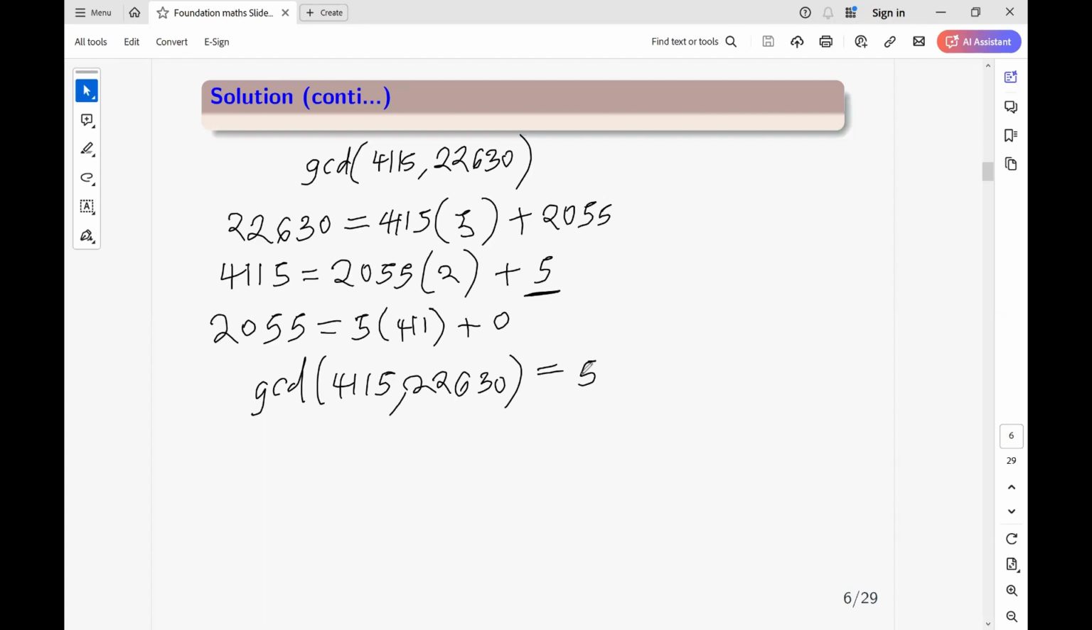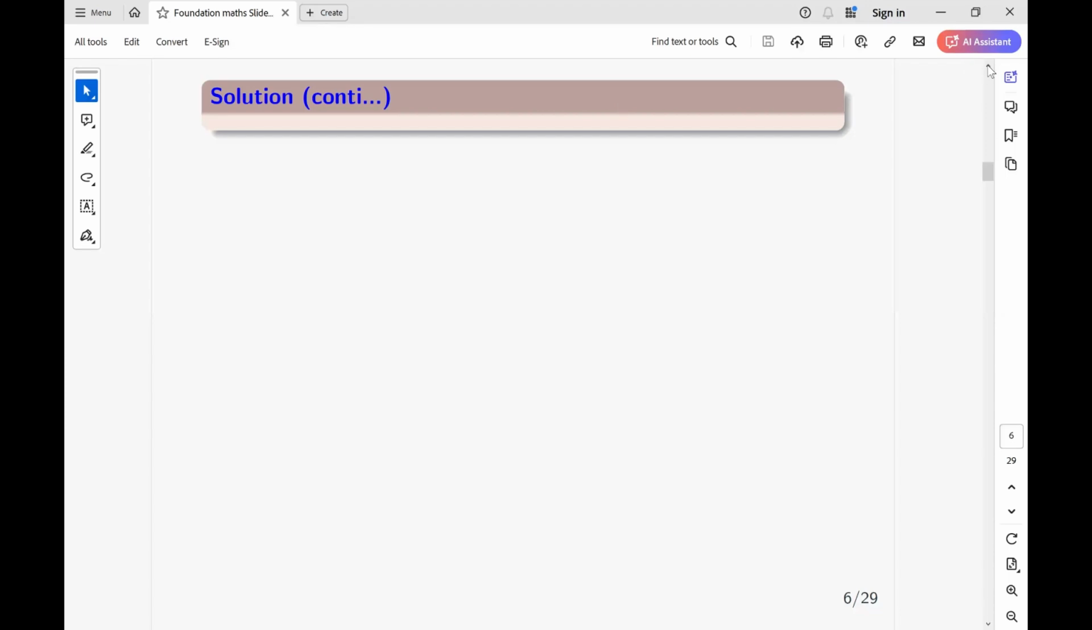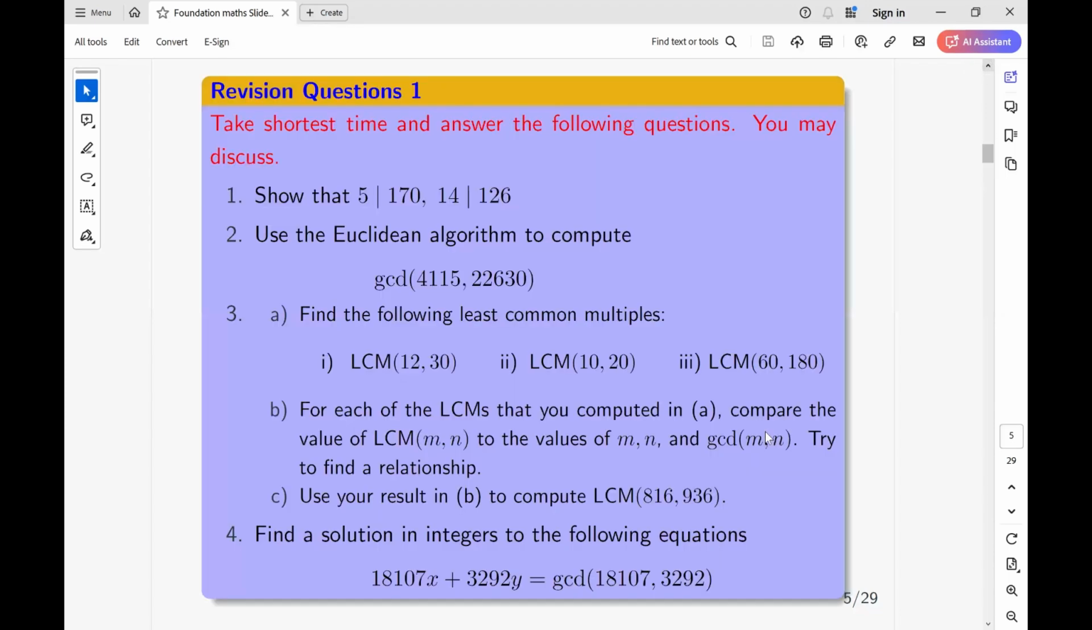Okay, that's how you find the GCD using the Euclidean algorithm, and we saw how the Euclidean algorithm is very important in cryptography and other areas of mathematics. Now let's do the third question and the fourth question. Then again, we discuss. I think we should just do the third question first of all, then discuss it before we proceed to the fourth question.